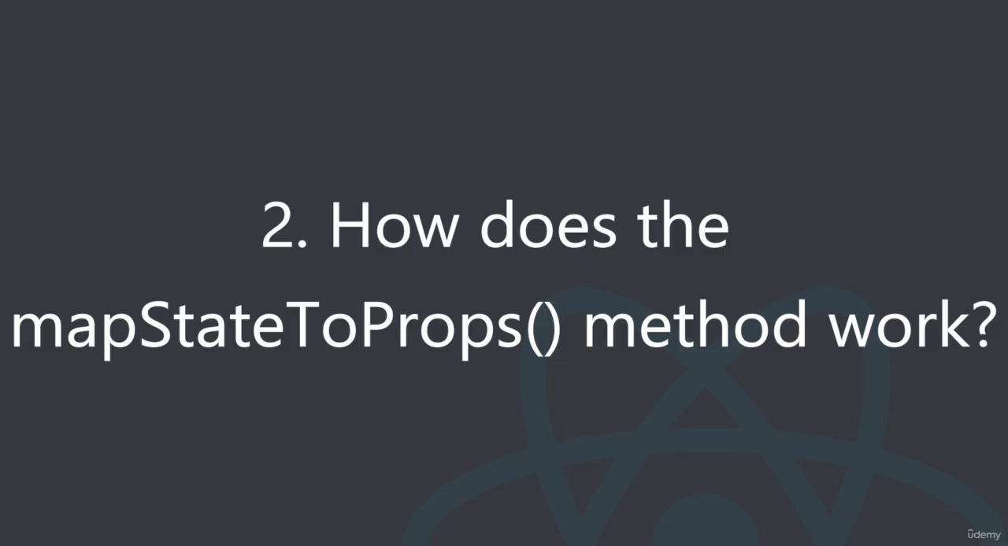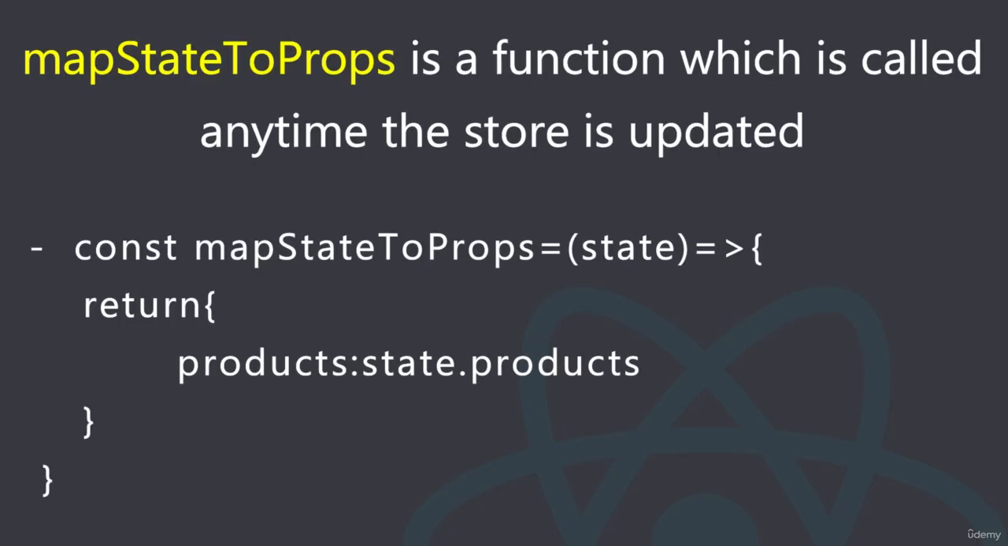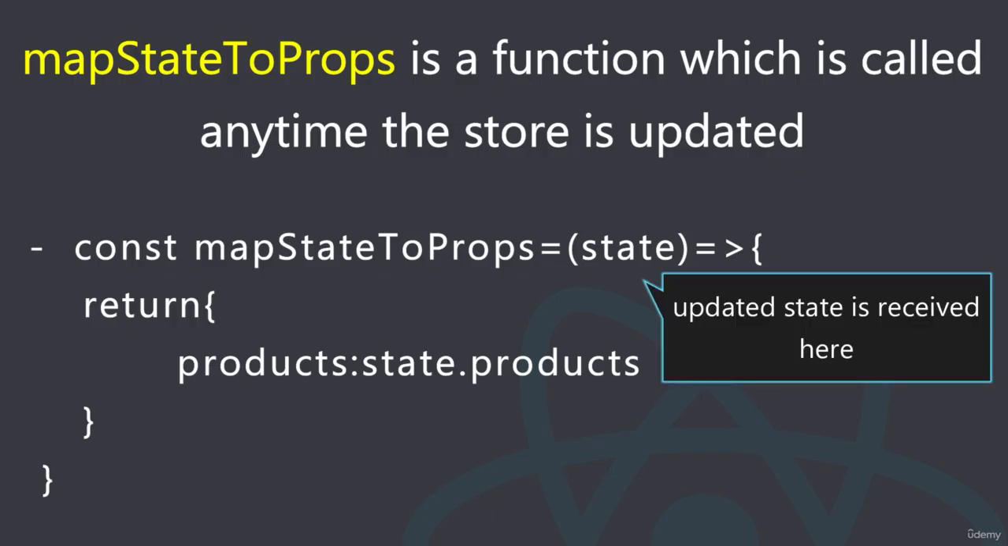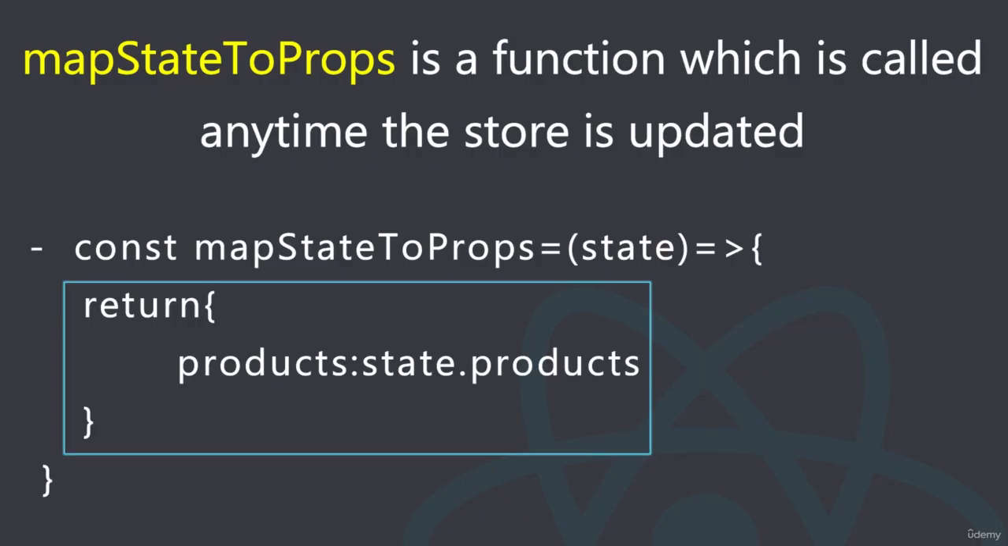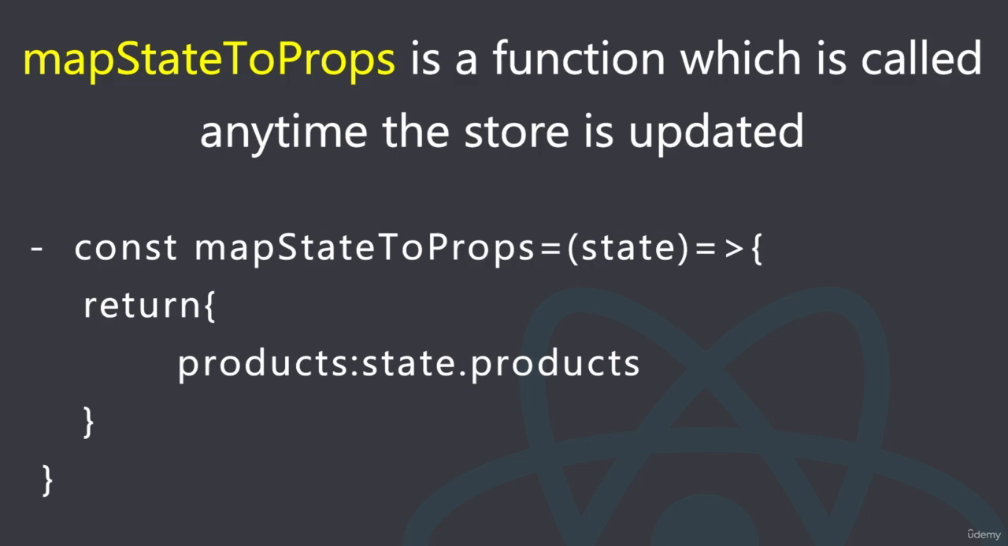The second question is, how does the mapStateToProps method work? mapStateToProps is a function which is called anytime the store is updated. It receives the updated state in this parameter. This function is expected to return an object and is referred to as stateProps. So this function will be called whenever there is an update in the state and you receive the updated state in the component. That's the whole idea of mapStateToProps.